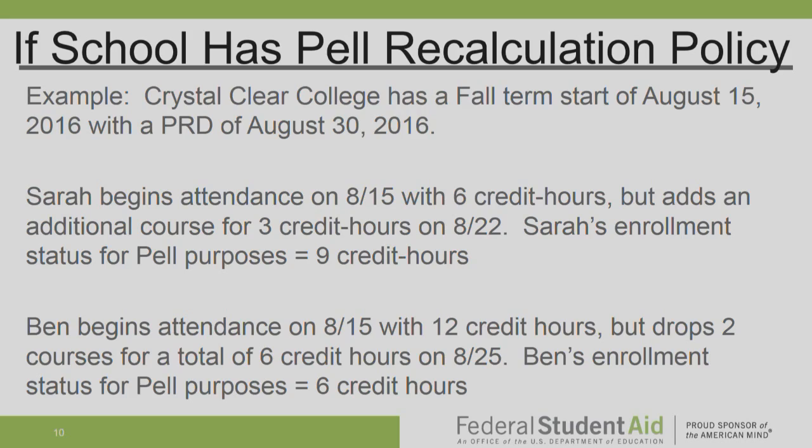Now Ben, he begins attendance on 8/15. Now it goes both ways. He starts off as a full-time student, right? But he does indeed drop 2 courses, for a total of 6 credit hours, prior to the Pell recalculation date. So guess what? We don't get to include those classes that he dropped prior to the Pell recalculation date. I know this is not mind-blowing. This is something you've been doing for a while, I hope. So that's why he's only going to get half-time status for Pell, okay?